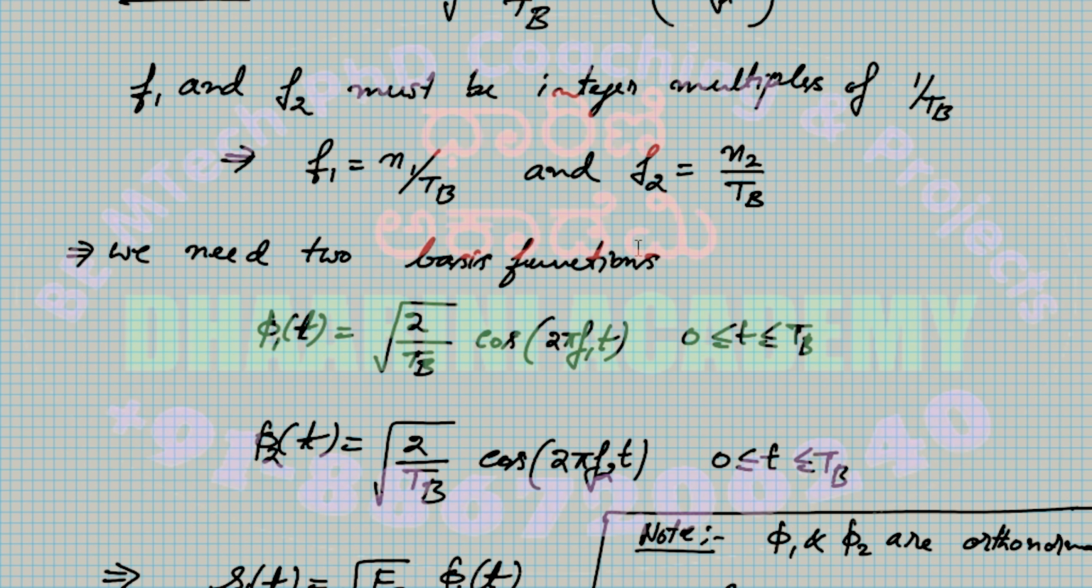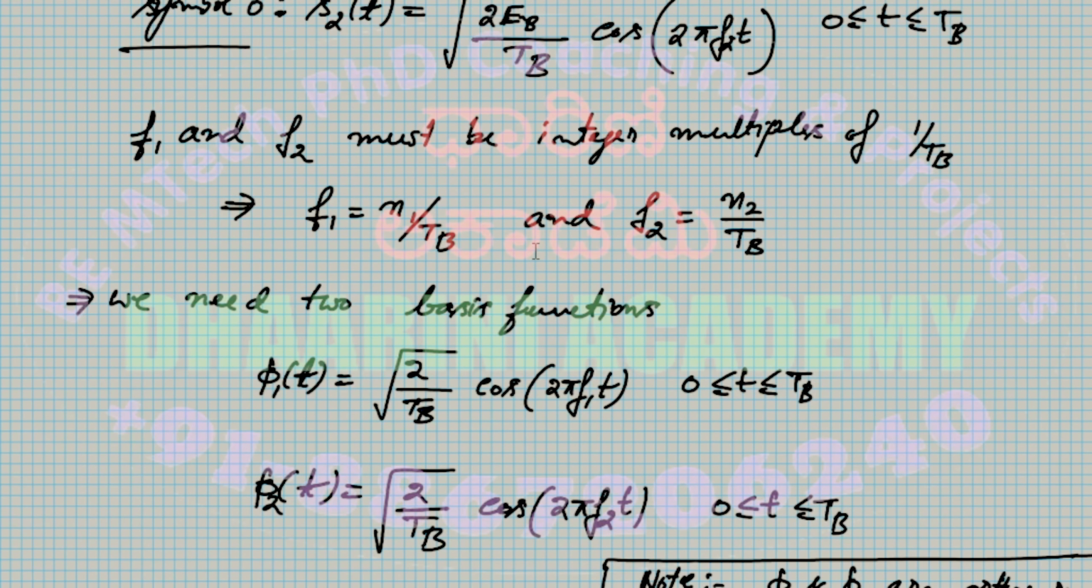Right. So there is a condition. This is actually required whenever sampling comes into the picture, that is 1 by T_b: the frequency should be an integer multiple of 1 by T_b. So because of that, we write this. f1 is n1 by T_b, f2 is n2 by T_b, where n1 and n2 are integers.